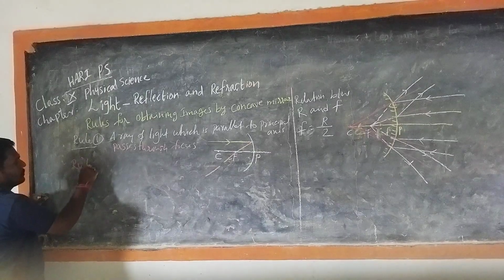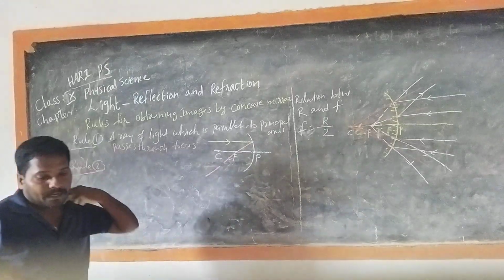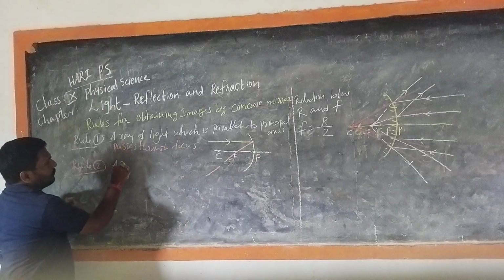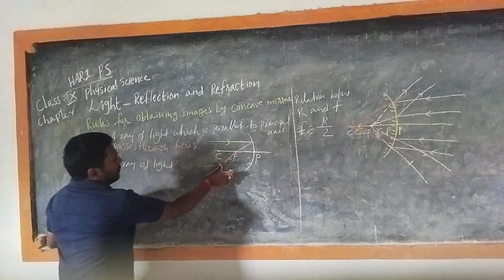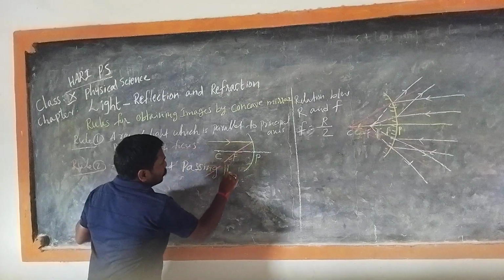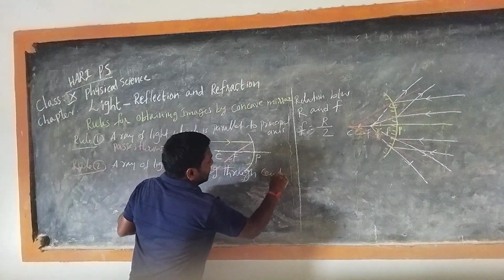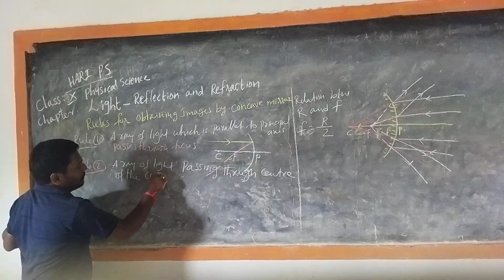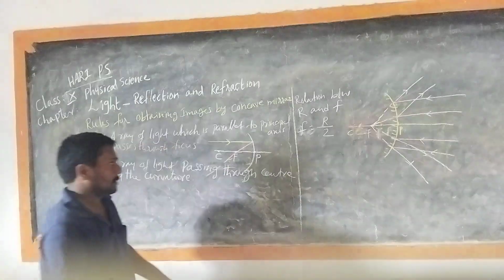Then rule 2: a ray of light passing through the center of curvature. A ray of light passing through the center of curvature, what happens?